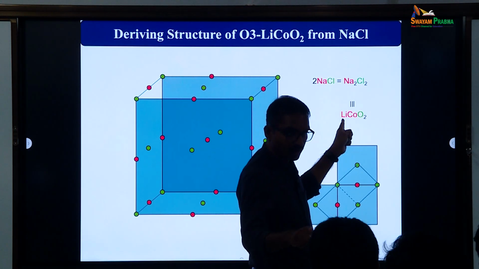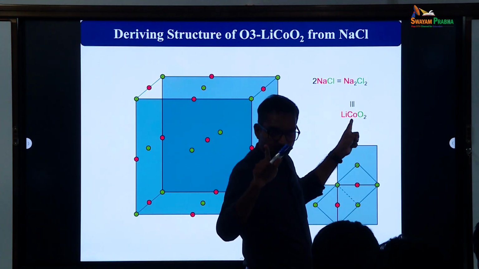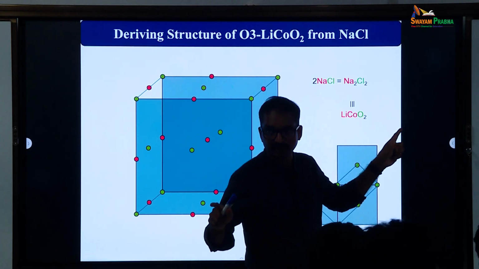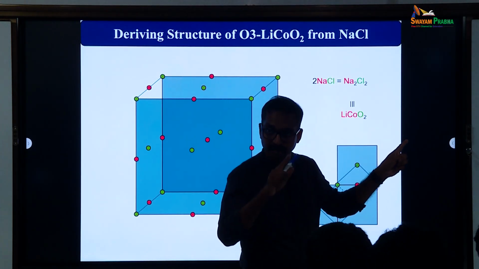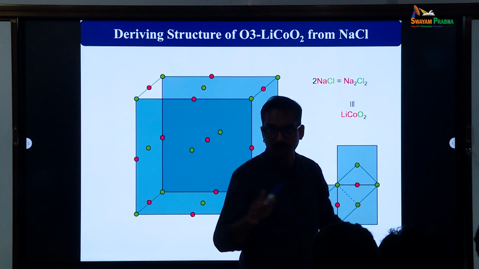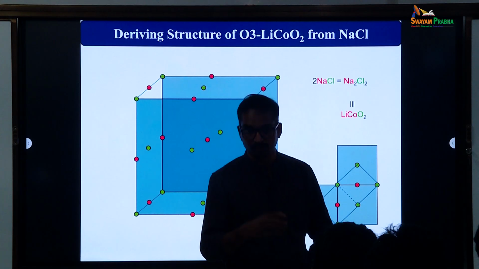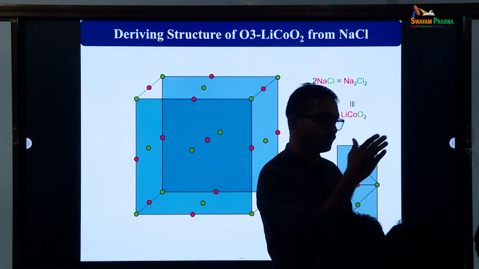What is the formal oxidation state of these 2 ions? Li plus, cobalt 3 plus. Okay, these are the formal oxidation states of these two ions.